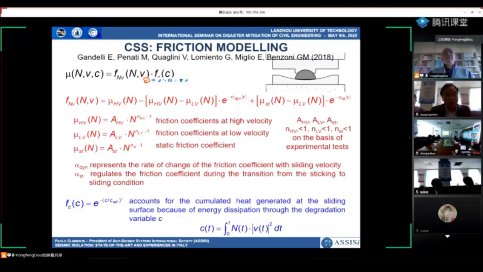Several models have been proposed for curved surface sliders. I like very much the model proposed by several authors. Among these, Lomiento and Benzoni, my friend who lives in California now, and who are also Assisi members. I prefer this model because it allows accounting for the static friction directly. The friction coefficient mu is given by the product of two functions. One is a function of the axial load N and the velocity v, and the other is a function of the heat generated at the sliding surface because of the energy dissipation. All the constants present in these formulas must be determined experimentally.